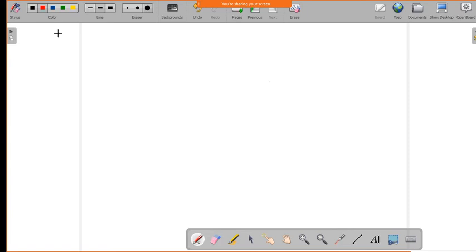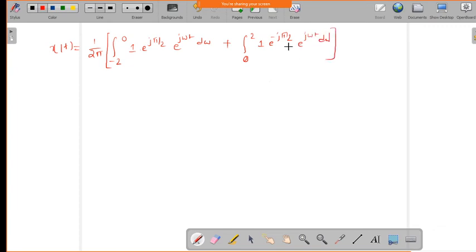So that is x of t, which is equal to 1 over 2 pi, integral from minus 2 to 0 of 1 into e power j pi by 2 into e power j omega t d omega, plus integral from 0 to 2 of 1 into e power minus j pi by 2 into e power j omega t d omega. So this we have now. Directly put the value here, otherwise if you expand it, it will become complicated.